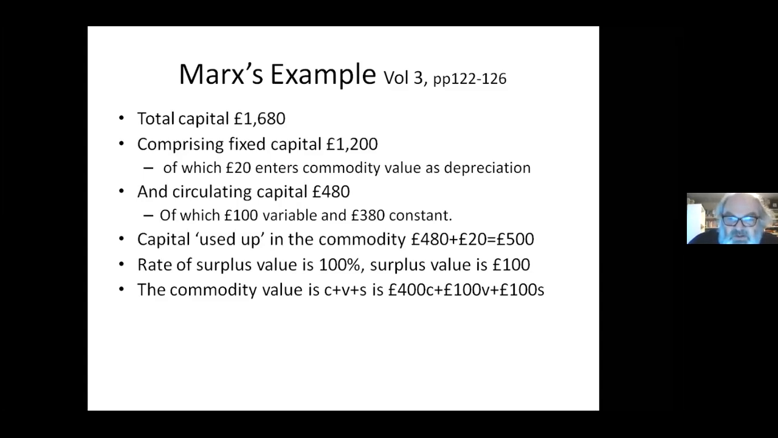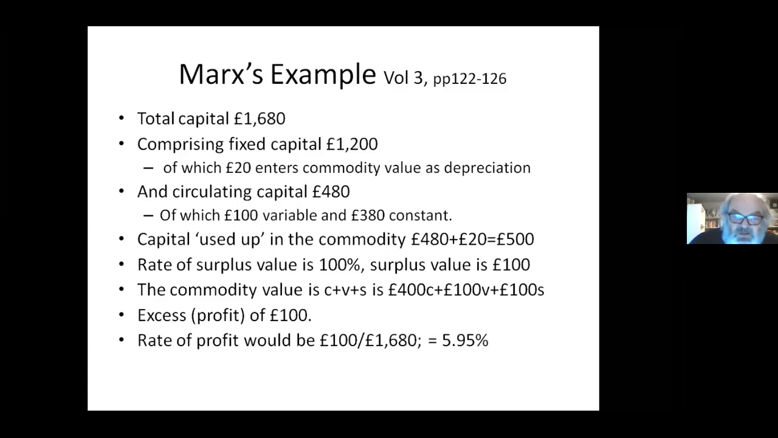So that's Marx's example at the beginning of volume 3. And he calls this an excess at this point of £100. It's just the initial point in his discussion. And what he doesn't go on to say, but is strongly implicit in his figures, is what the rate of profit would actually be on that example.